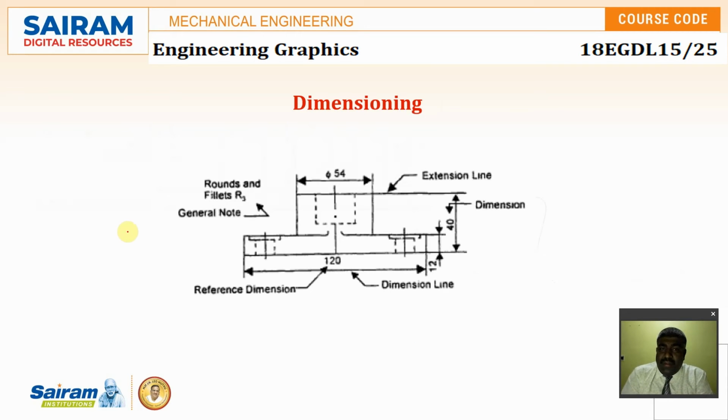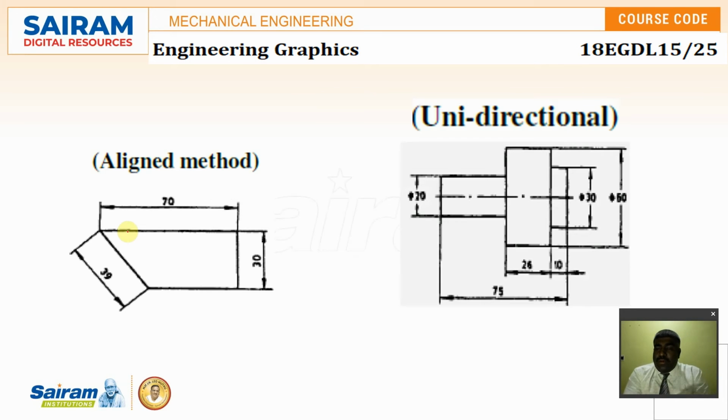In dimensioning, there will be two methods. Dimensioning is nothing but representing the actual size of the object, whether it may be length or diameter, width or thickness. Everything will be specified. That is called dimensioning. There are two types: one is aligned dimension and the other is unidirectional dimension.